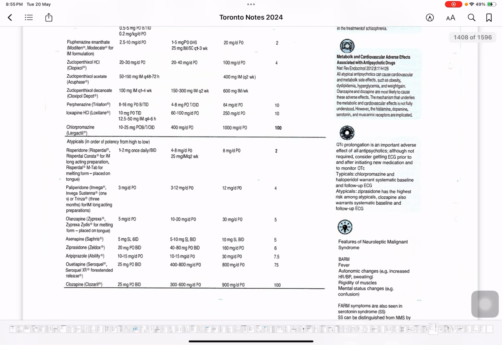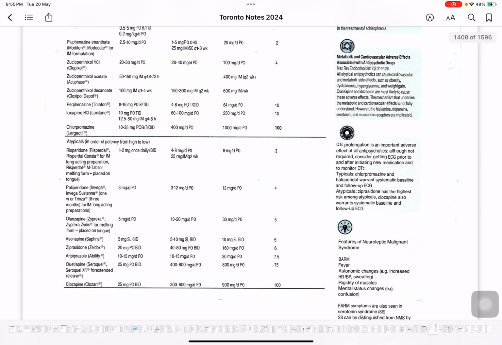Now, another important point: QTc prolongation is an important adverse effect of all antipsychotics. Although not required, consider getting an ECG prior to and after initiating new medications and monitor QTc. Typical ones, chlorpromazine and haloperidol, warrant systematic baseline and follow-up ECG. Among atypical ones, ziprasidone has the highest risk. Clozapine also warrants systematic baseline and follow-up ECG.